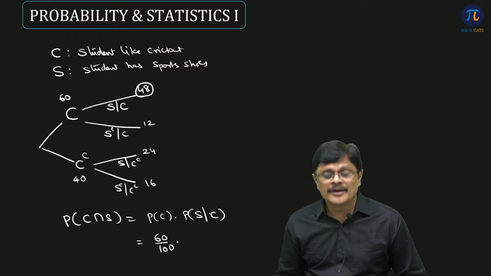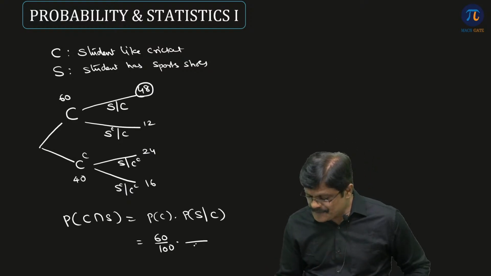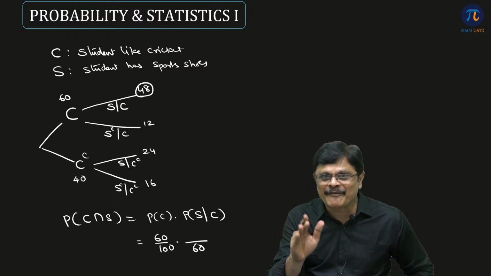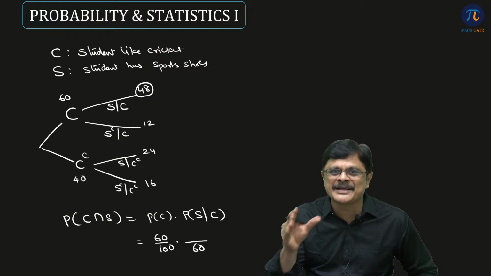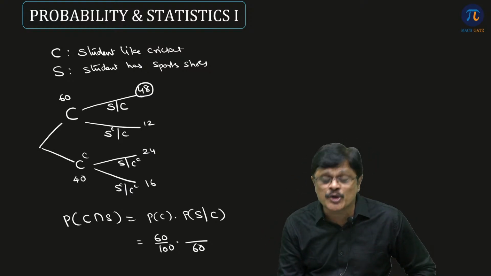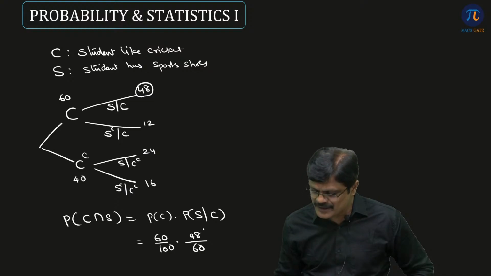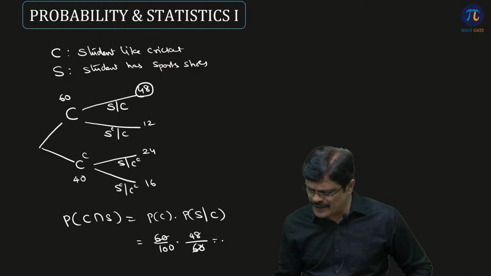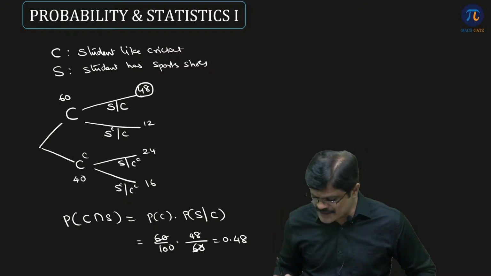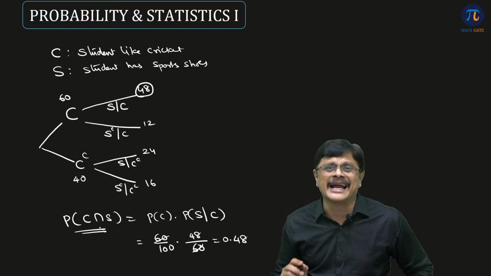This is like, 60 is the, what do you call, the sample space here? Given, because we are finding conditional probability. When he likes cricket means 60 people only. Out of 60 people, how many are having sports shoes? 48. So this is the idea. You can cancel these two and you get the answer 0.48, my dear friends. Is the idea clear? So this is what we call he likes cricket and he is having sports shoes.